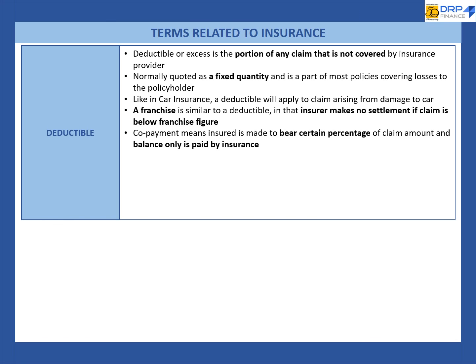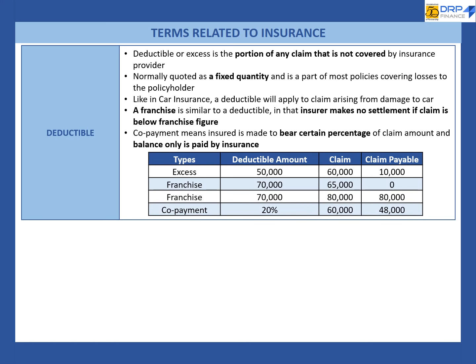Let's differentiate between them with the help of the following table. For example, if the deductible amount is 50,000 in the case of excess and the claim is 60,000, then the claim payable is only 10,000. In case of franchise, for example, if the deductible amount is 70,000 and the claim made is 65,000, then no claim will be payable. For franchise, if the deductible amount is 70,000 and the claim is 80,000, then the full claim of 80,000 will be payable. Lastly, for co-payment, if the co-payment is 20% and the claim is 60,000, then the insurance company will pay only 80% of the claim, that is 48,000.